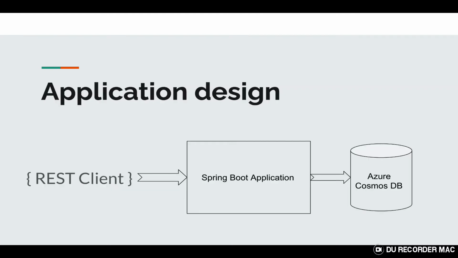So this would be our application design. We'll have a REST client which will send an HTTP request to a Spring Boot application. So all those APIs will be exposed as REST APIs by a Spring Boot application, which in turn will perform those CRUD operations on the Azure Cosmos DB.